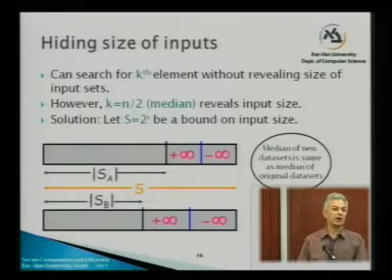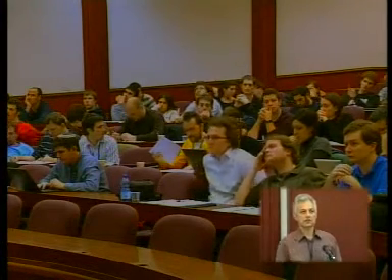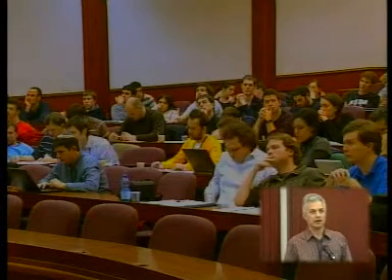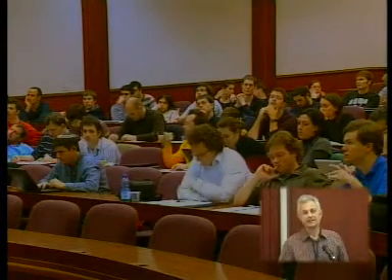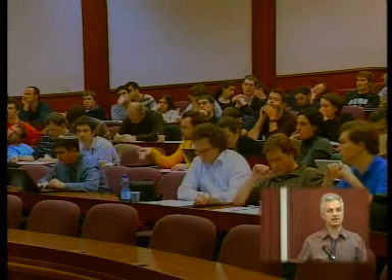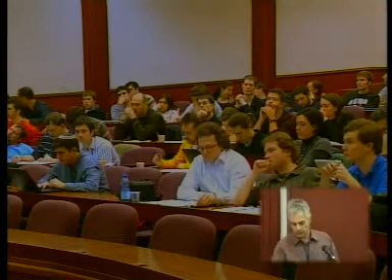It leaks an upper bound on the size of the sets, but suppose that's something we're willing to leak. And I guess you can, since if you're using a computer, there is essentially an upper bound on the number of items you can use, depending on the computer you're using.